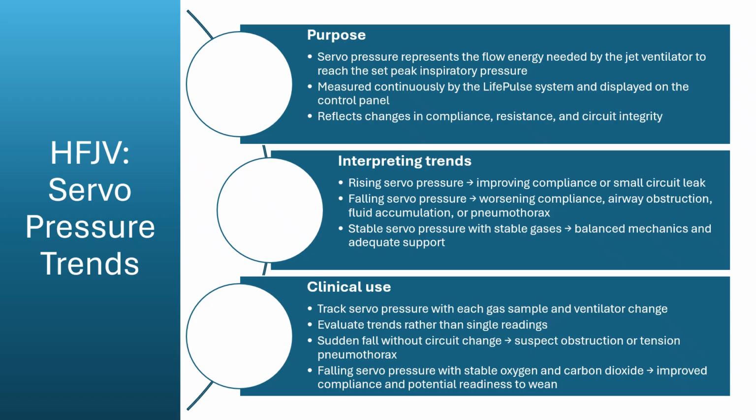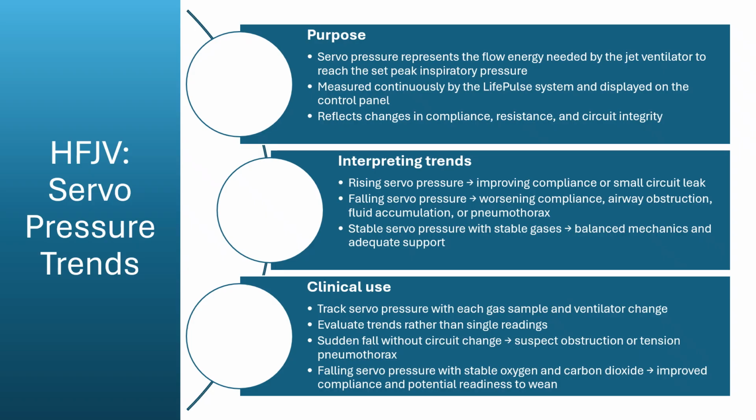Servo pressure provides continuous feedback on how efficiently the jet ventilator delivers each pulse. It represents the gas flow energy the system must generate to achieve the set peak inspiratory pressure. Because the ventilator automatically adjusts flow to maintain that target, changes in servo pressure directly mirror changes in lung mechanics or circuit conditions. When compliance improves and the lung becomes easier to ventilate, less flow is required to reach the same pressure, and the displayed servo pressure rises.